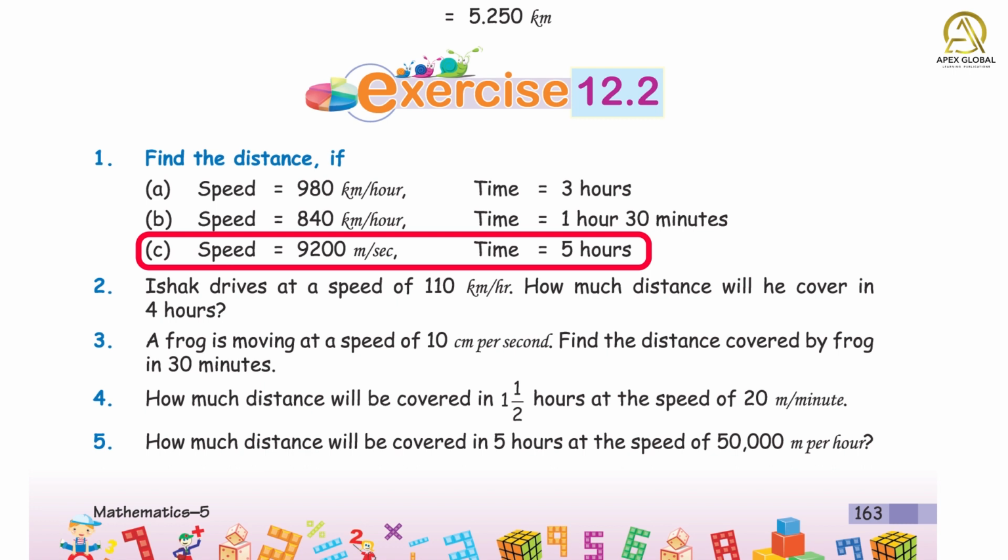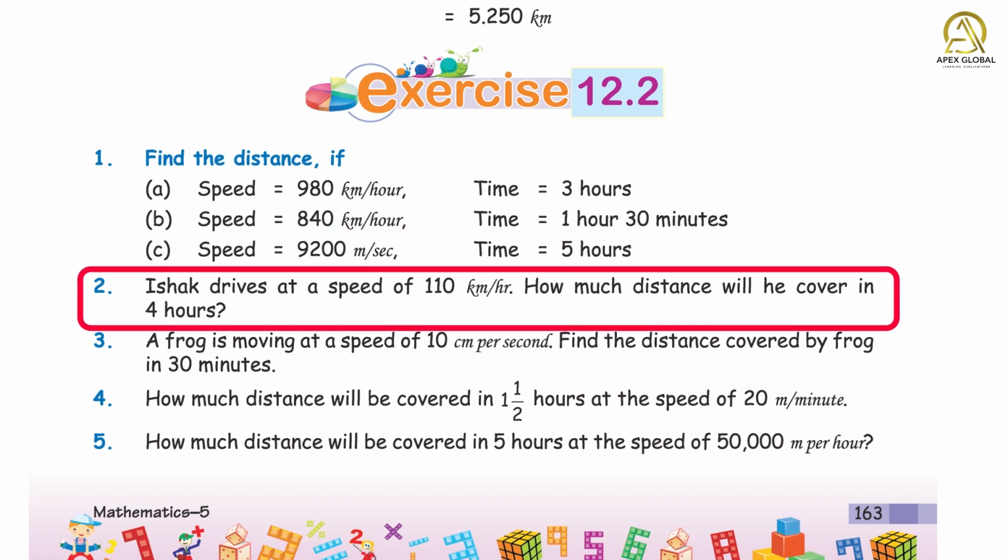Answer: 1,65,600 kilometers. Question 2. Ishaq drives at a speed of 110 km per hour. How much distance will he cover in 4 hours? Answer: 440 km. Question 3.